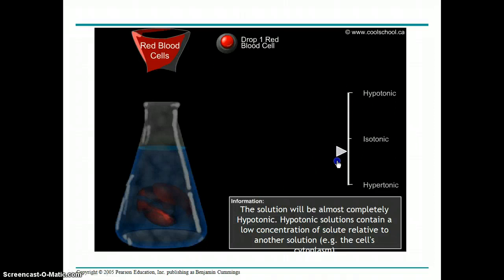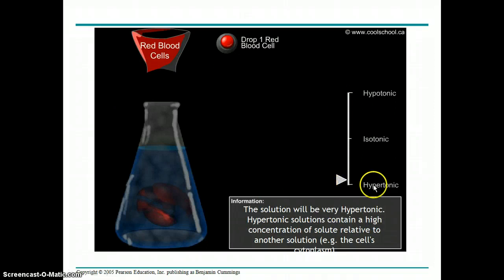Okay, so what's your prediction? What's going to happen if we put it in this hypertonic solution? It shrivels up because there's more water inside the cell, which has to move out to make it balanced.